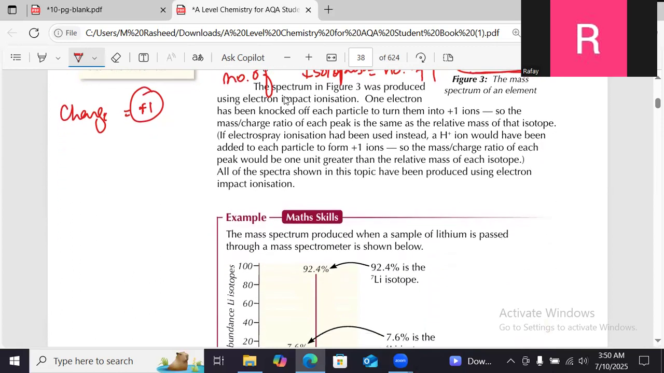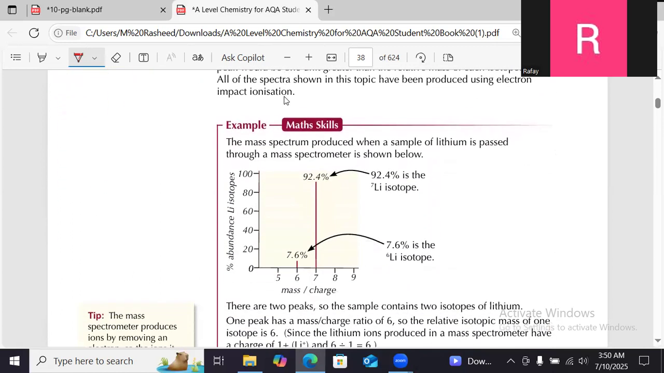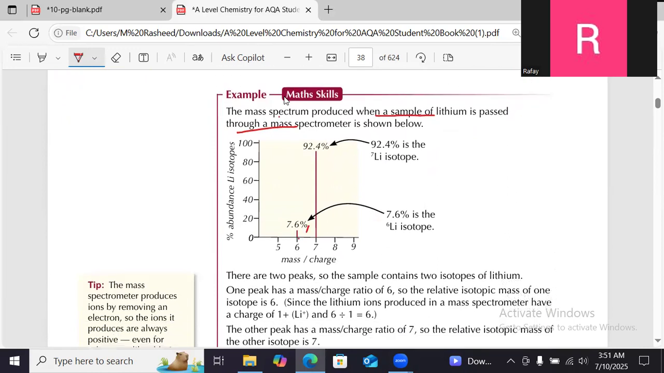Okay. And the height of the peak describes the relative abundance of that isotope. For example, the mass spectrum produced when a sample of lithium is passed through a mass spectrometer. You can see there are two peaks, which means that lithium has two isotopes. What's the mass of both of these? One has a mass of 6 and the other has 7. It's a mass to charge ratio.